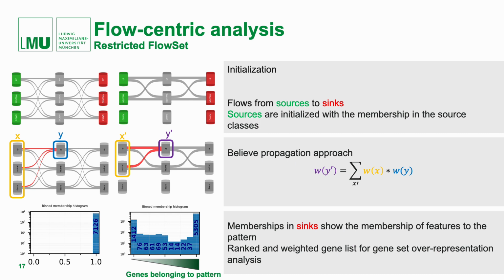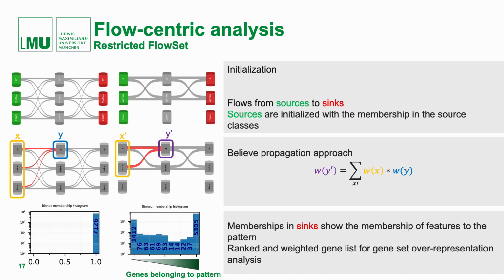Using a belief propagation approach, also known as sum product message passing, we recalculate all subsequent node memberships in the restricted network. Iteratively, each transition can be updated, using dynamic programming for efficient implementation. Finally, we get the membership of all features in the restricted network if we sum up the feature memberships in all sink nodes. In the full flow set on the left, all features have a membership of 1.